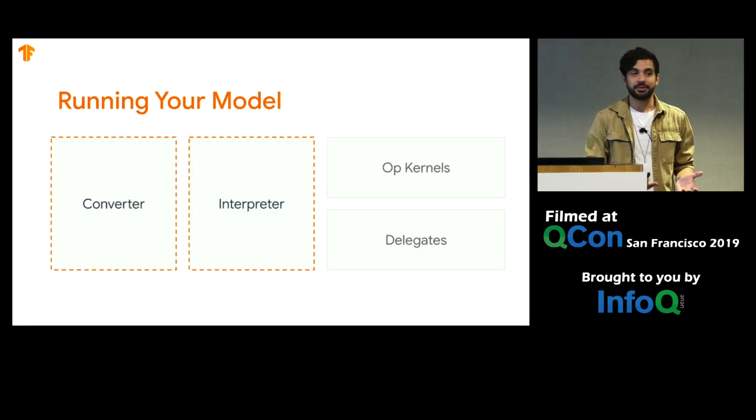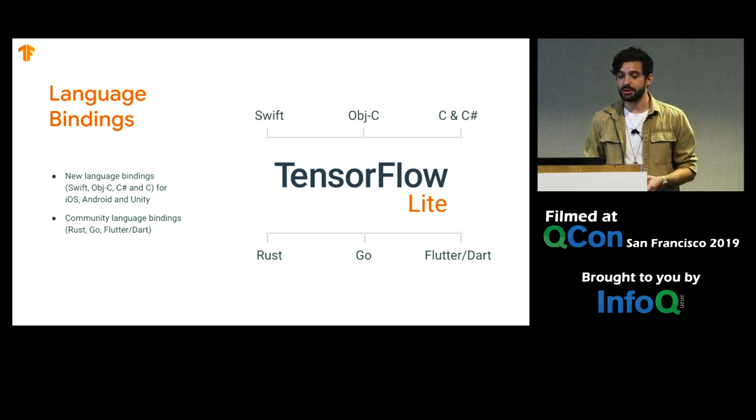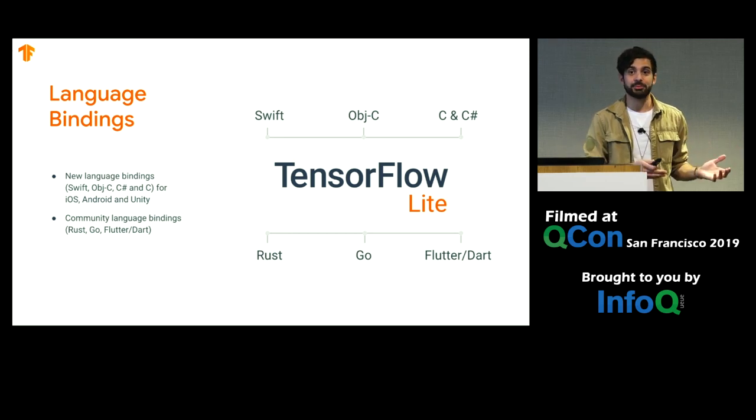So we talked about the converter and the interpreter. And these make use of another couple of high-level things called op kernels and delegates. We'll talk about those a little bit more later. We have language bindings for a ton of different targets. You might be working on iOS or Android or on embedded Linux. We've got you covered. We have Swift, Objective-C, C and C#, Rust, Go, Flutter, and you basically either have libraries supported by us or by the community for pretty much anything you can think of.